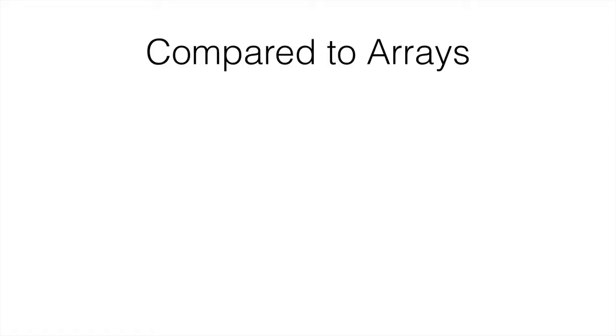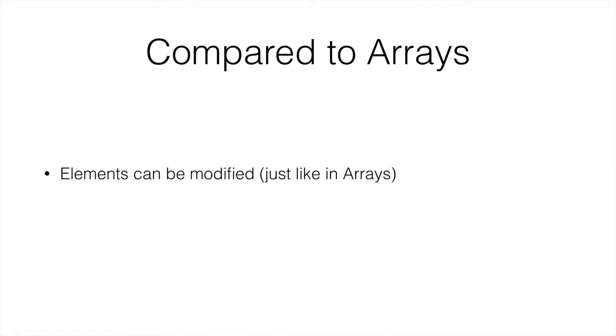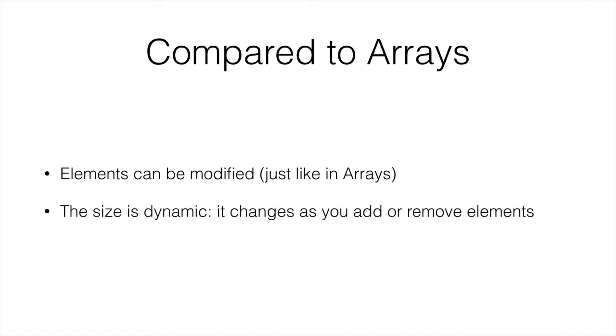So what is an array list compared to an array? It is pretty much the same thing in that elements can also be modified. However, you don't have to worry about the size because the size of an array list is dynamic. This means that whereas in an array you would define either explicitly or implicitly the size on declaration of the array, for an array list, you do not have to declare its size. So you simply create the array list and then you start adding and removing elements and the size changes as you do that. So you don't have to worry about the size of the array list.